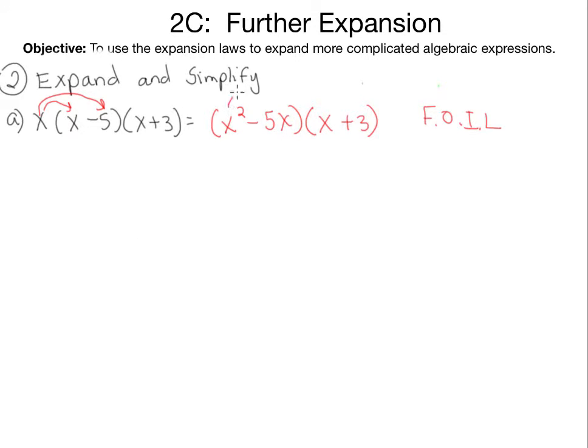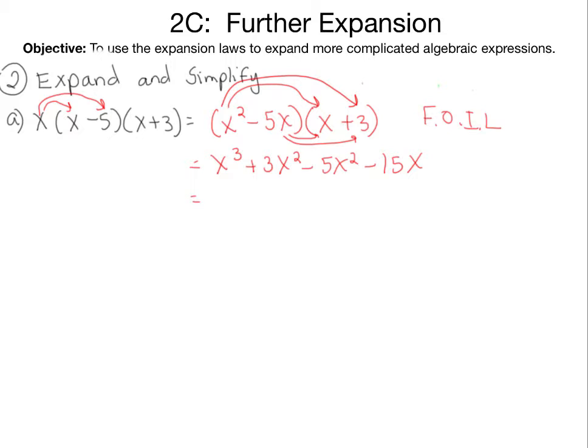So for our first terms multiplied together, x squared times x, that should equal x cubed. And then we're going to do our outer terms, which is x squared times 3, and that'll give us a plus 3x squared. Our inner terms is a negative 5x times x, which is a negative 5x squared, and our last terms, a negative 5x times 3, which is a negative 15x.